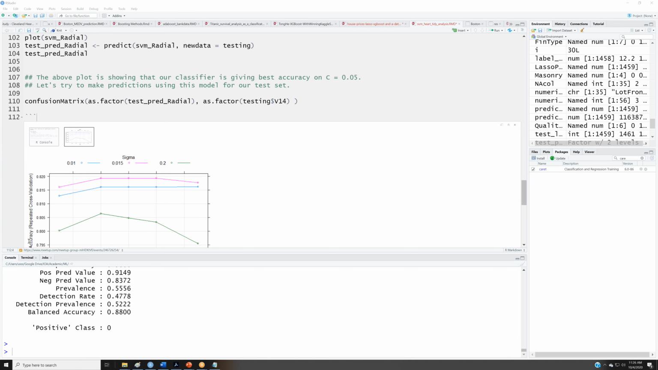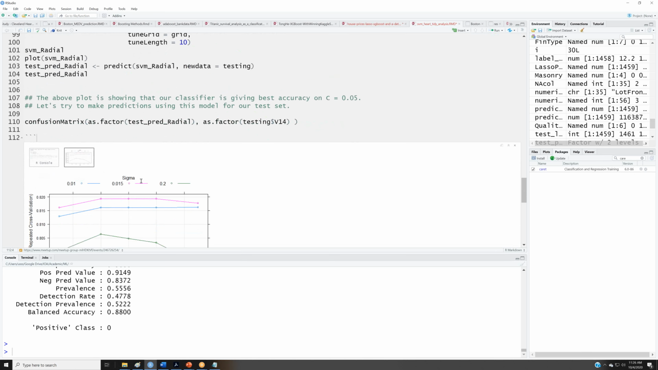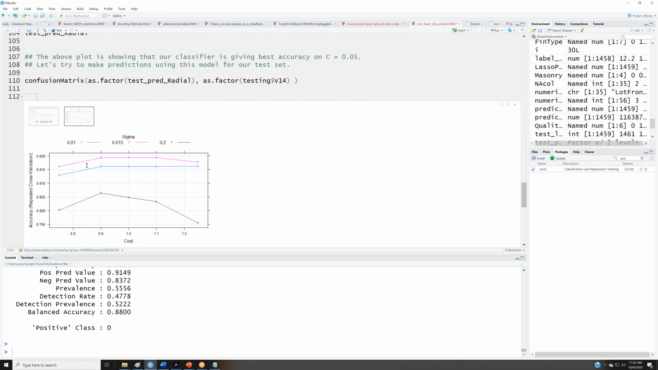So here, I think we have to be a little bit careful about these definitions, because he's plotting it as sigma. What we gave as sigma is sometimes also called gamma. Sometimes it's called sigma, sometimes gamma, and so on, but they still have a relationship. Just be watchful. But you use only sigma in the case of the R caret package.